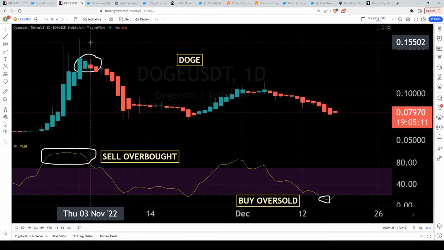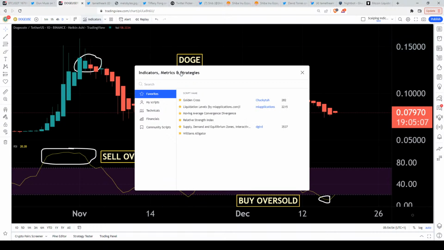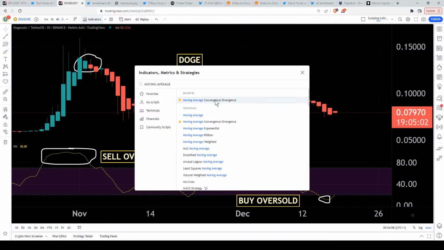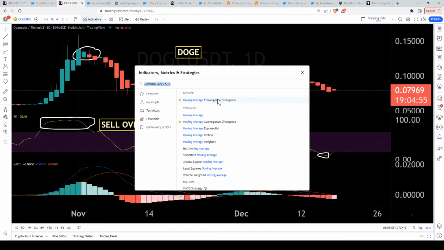Let's add another indicator that you can pair with this to decide if you want to buy or if you want to sell. Go to indicators. Moving average convergence divergence. This is really your MACD.